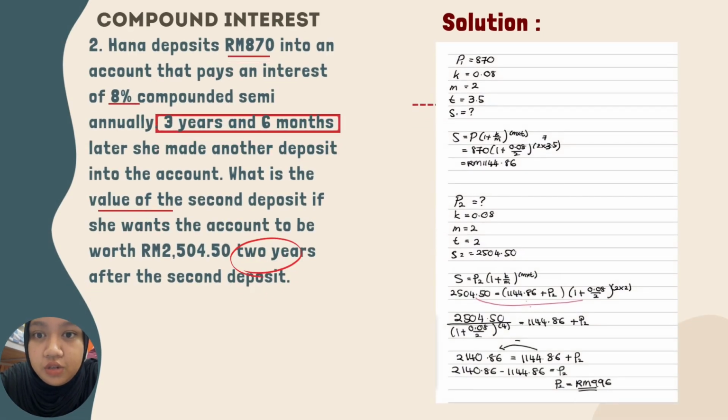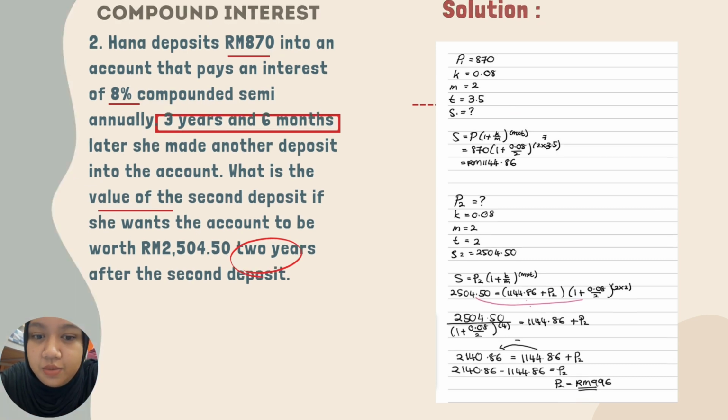Okay, so this is the solution for example 2. The first thing, we need to calculate S1. After that, we need to find out P2. After getting the answer for P2, we need to subtract S1 to get the second deposit value.